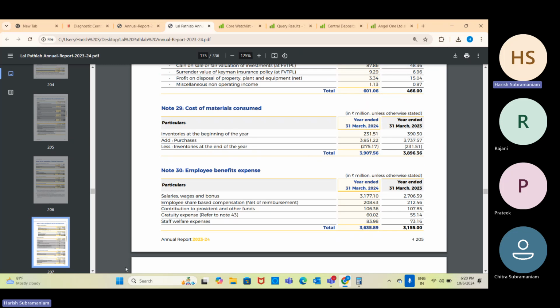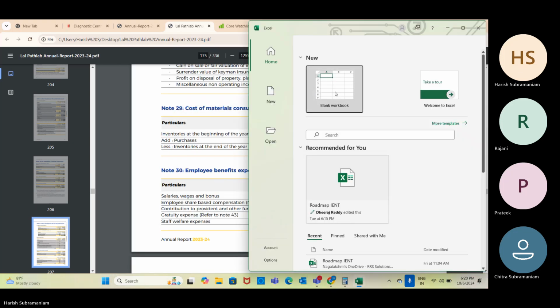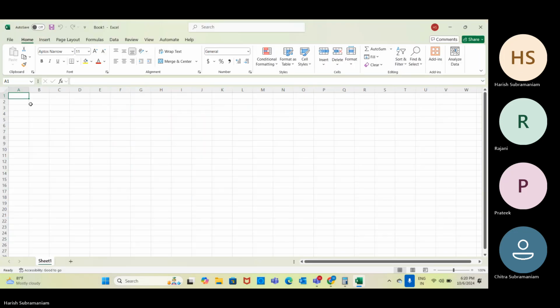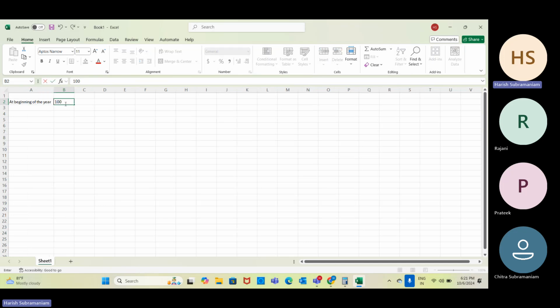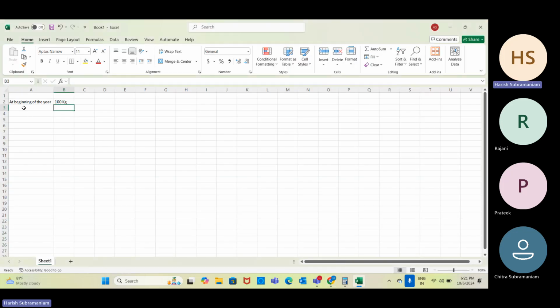So typically, let's understand this in this way. Let's say I am manufacturing table and chairs. Okay, I'm manufacturing wooden table and chairs. At beginning of the year, I have some 100 kg of inventory, right? And then at the end of the year, I have some 50 kg of inventory. So I have consumed what? There is 100 kg at the beginning of the year and then 50 kg at the end of the year.